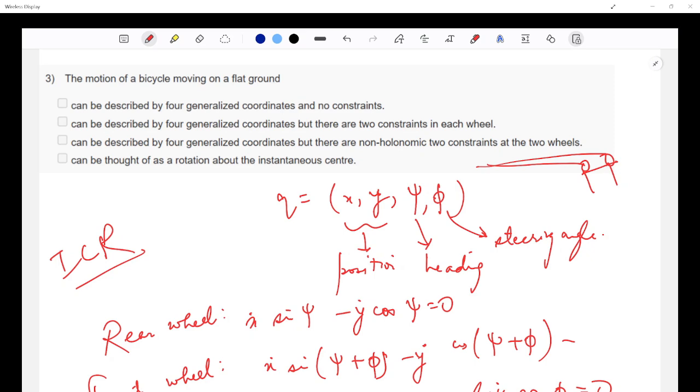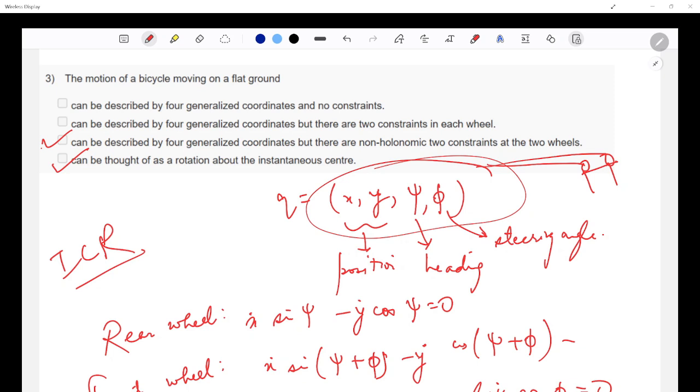This is correct, right? Because there are 4 variables x, y, psi and phi, and there are 2 constraints, 1 per wheel, and they're non-holonomic because they are velocity constraints. Okay. The fourth option is, can be thought of as a rotation about the instantaneous center. True. Motion at any instant can be said to be the same as, or to happen due to, rotation about the instantaneous center of rotation. This is very fundamental to vehicle kinematics. Okay, so this is also correct.